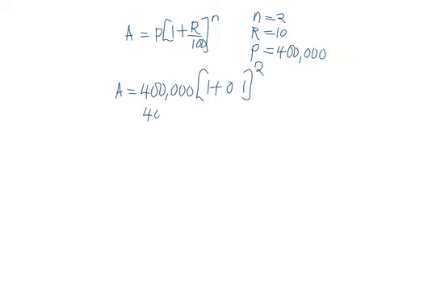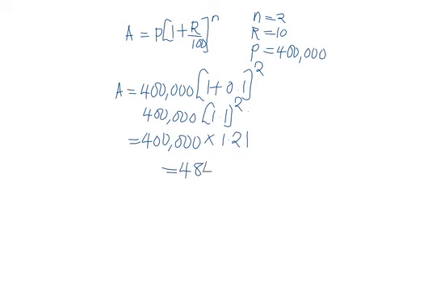So 400,000 multiplied by 1.1 raised to 2 is like having 400,000 multiplied by 1.21, which is equal to 484,000 shillings.